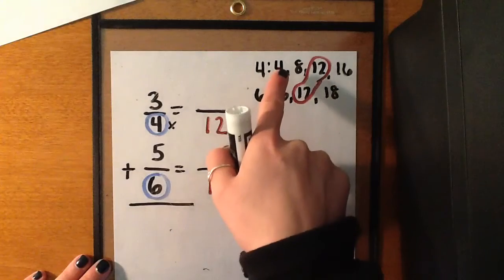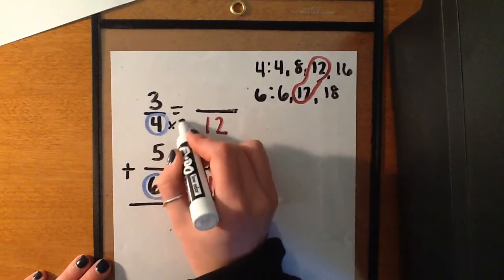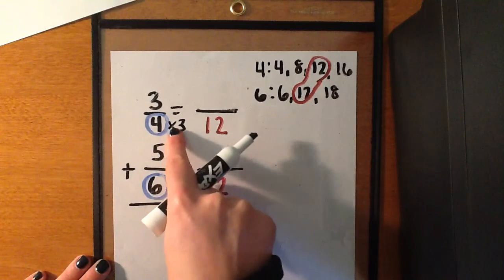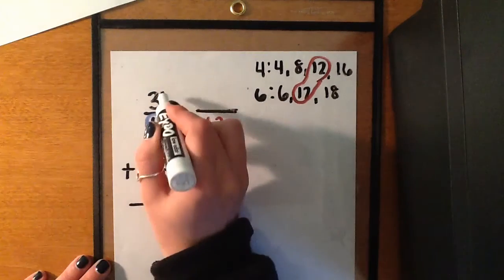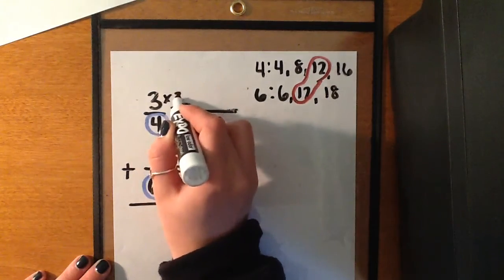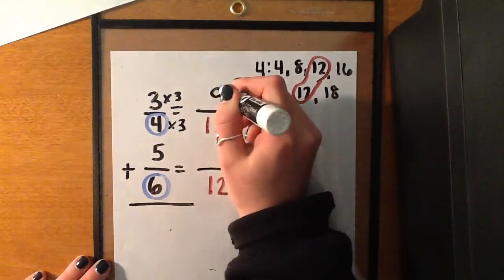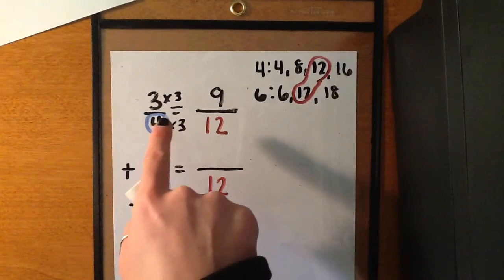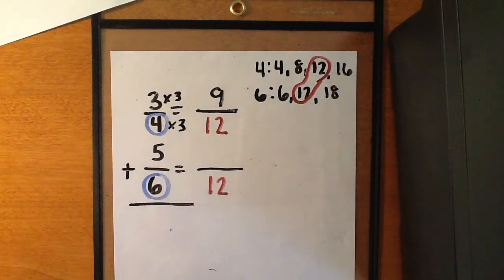Well, I can always look up here. I know 1, 2, 3. 4 times 3 is 12. Whatever you multiply in your denominator for this fraction, you also have to multiply in the numerator. So 3 times 3 is 9. So I have 3/4 times 3/3 is 9/12.